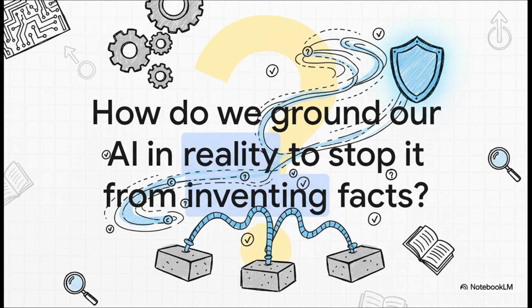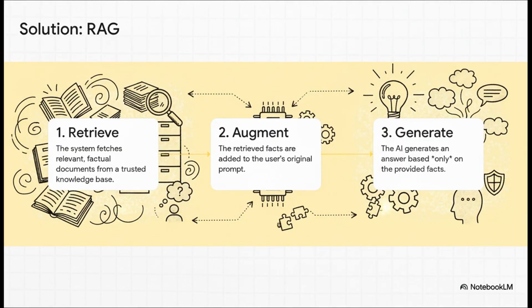Honestly, this is one of the biggest challenges AI developers are tackling right now. And the best answer we have so far is a brilliant process called retrieval-augmented generation, or RAG for short. Think of it like this. Instead of letting the AI answer from its massive, sometimes messy memory, we make it do its homework first. When you ask a question, the system retrieves facts from a trusted source, adds them to your prompt, and then tells the AI, okay, now generate your answer using only these facts. It's a way of forcing it to show its work, and it dramatically cuts down on hallucinations.